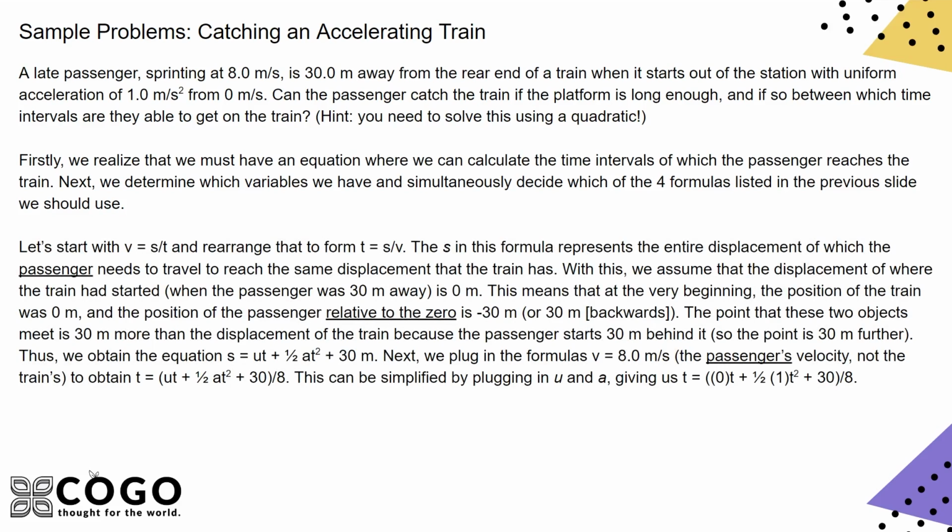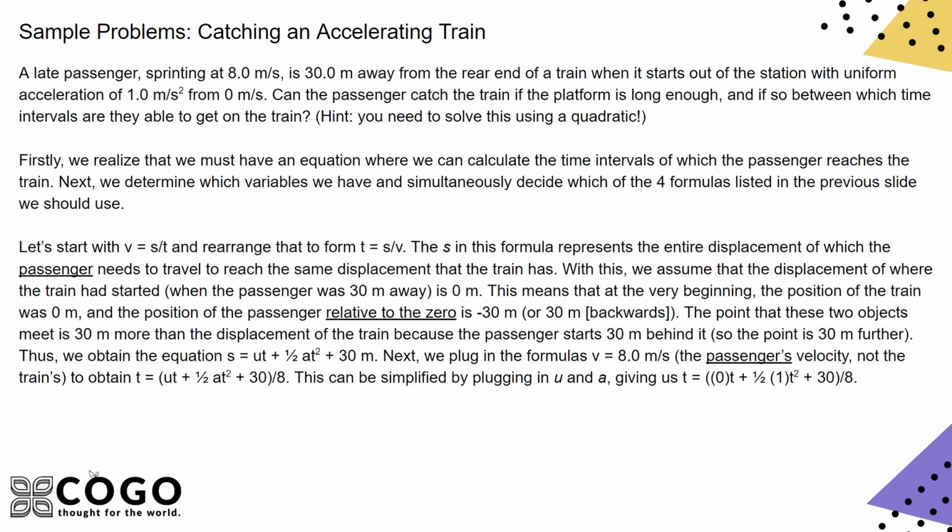With this, we assume that the displacement of where the train had started when the passenger was 30 meters away is 0 meters. This means that at the very beginning, the position of the train was 0 meters, and the position of the passenger relative to the 0 is negative 30 meters, or 30 meters backwards. The point that these two objects meet is 30 meters more than the displacement of the train because the passenger starts 30 meters behind it, so the point is 30 meters further. Thus, we obtain the equation s equals ut plus 1 over 2 at squared plus 30 meters.